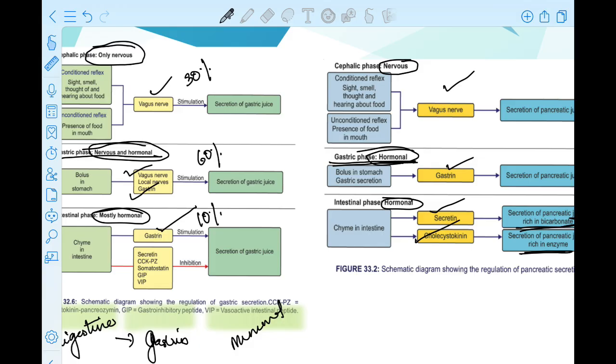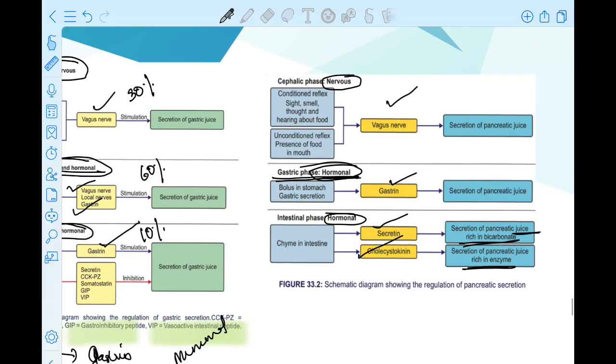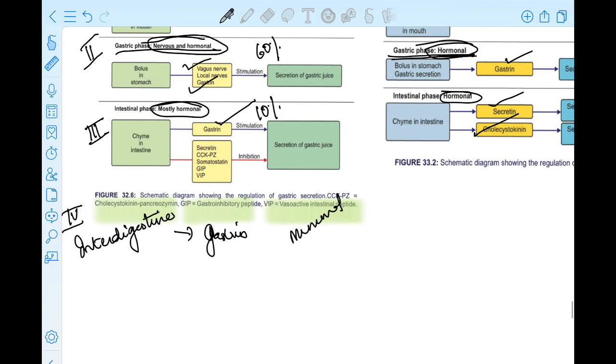So just for comparison, I have put this particular thing here, which is very much similar, but only with slight differences. The major difference is that in the gastric phase of gastric secretion, it is mostly under the control of nervous and hormonal, whereas it is only hormonal when it comes to pancreatic secretion. Okay, we will have a separate discussion on the pancreas, so don't worry.